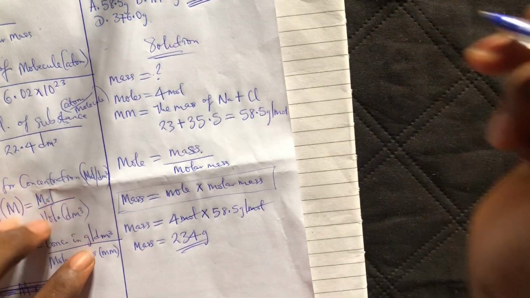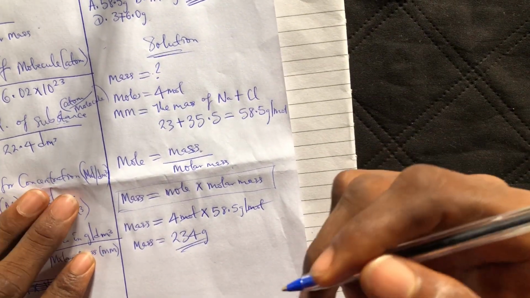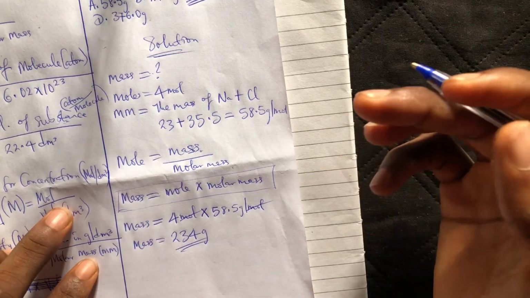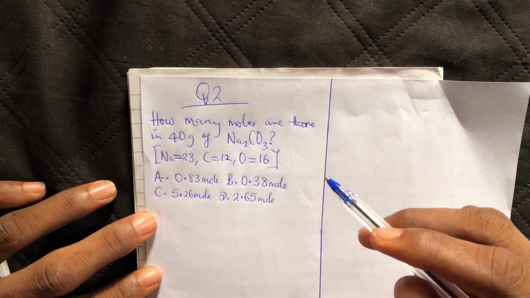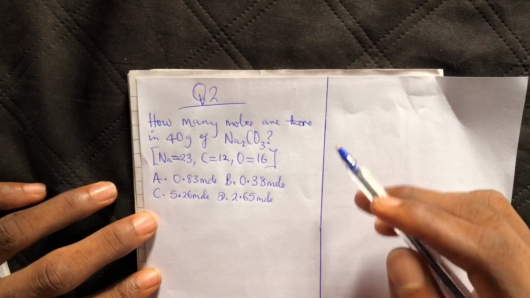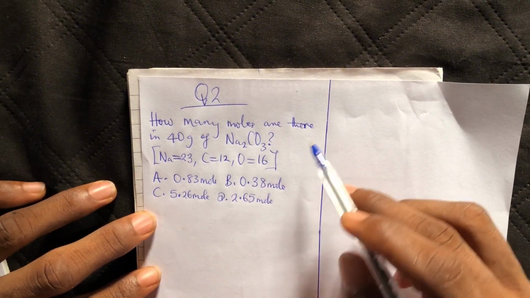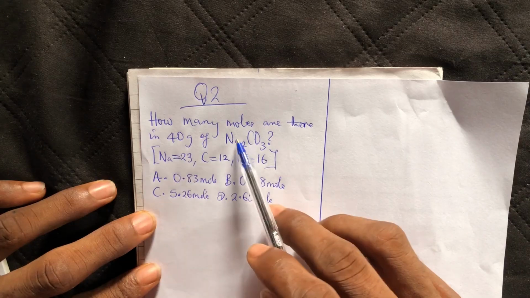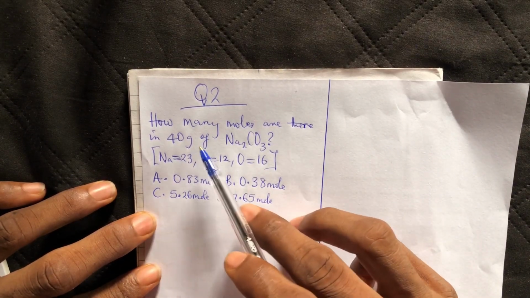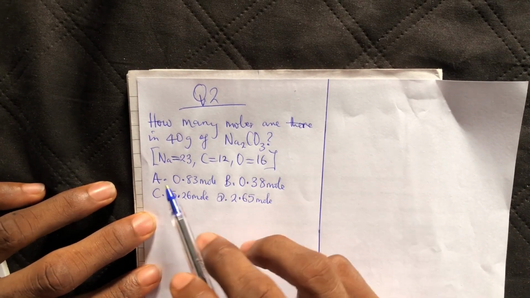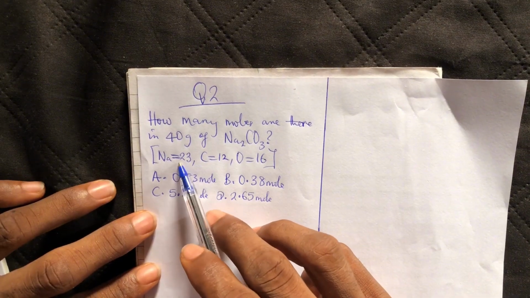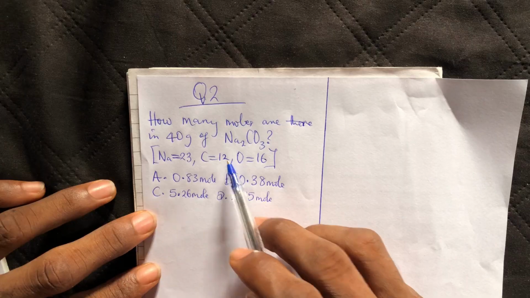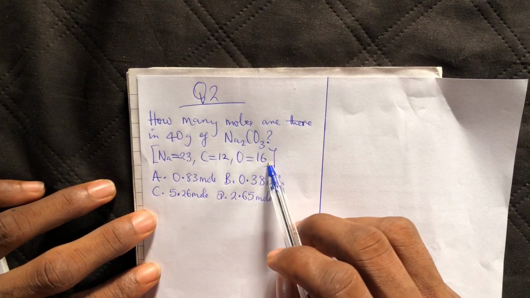All right, so let's move on to the next question to be able to understand this particular concept more deeply. All right, so now we have question 2 on this paper. The question says, how many moles are there in 40 grams of sodium carbonate? In brackets, we have the mass of sodium to be 23, the mass of carbon to be 12, and the mass of oxygen to be 16.